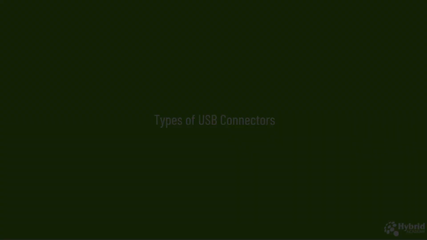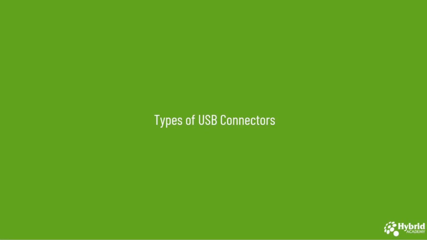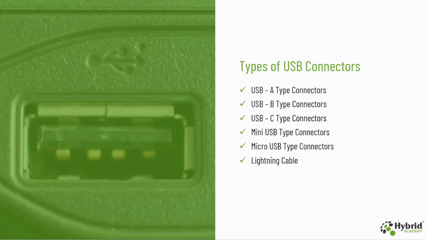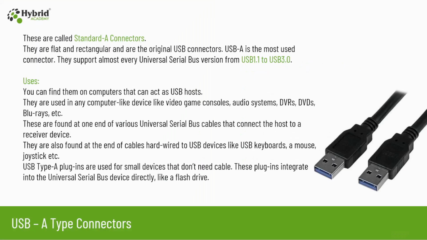Moving further, USB has different types of connectors. These connectors are USB A type connectors, USB B type connectors, USB C type connectors, mini USB type connectors, micro USB type connectors and lightning cable. To learn more about this, the standard A type connectors are the most common and original USB connectors which were initially made. I hope everyone has seen these types of connectors.